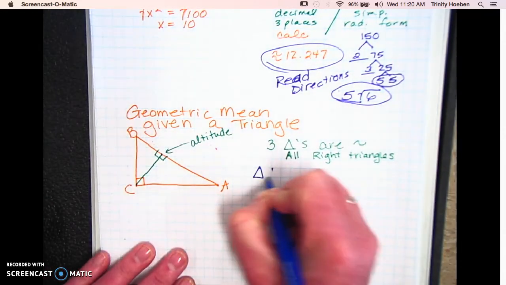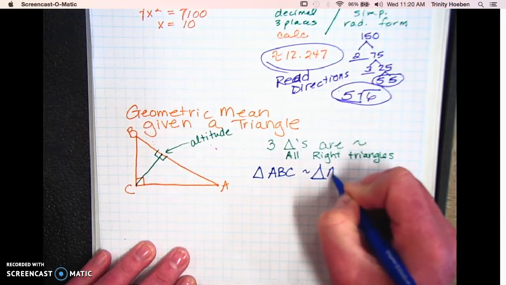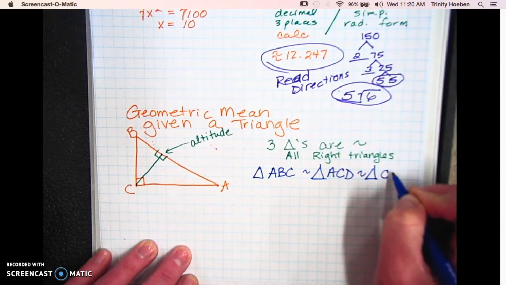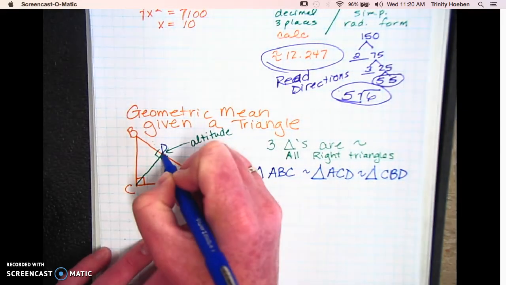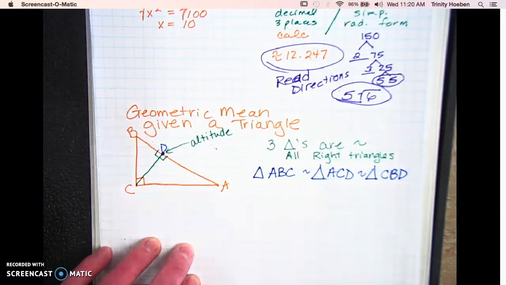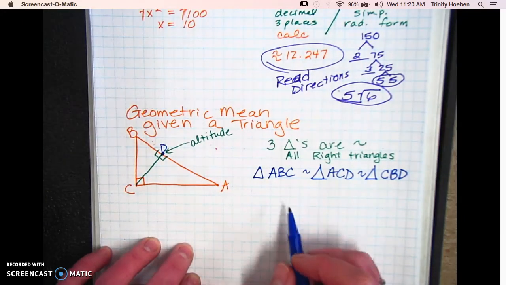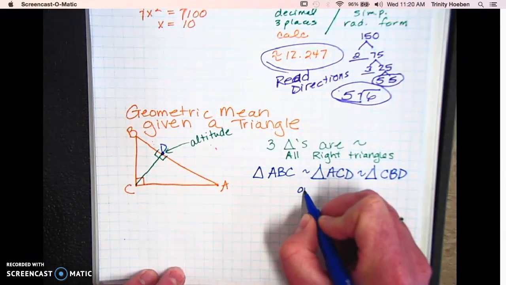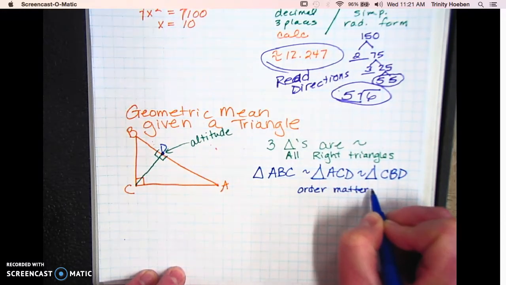So triangle ABC is similar to triangle ACD, which is also similar to triangle CBD. Oh, we didn't write in the D. This is D. There's our point D. So you're going to notice that they're turned from each other depending on where the right angle is. So when you go to write it, make sure that your order is perfect, because order matters.